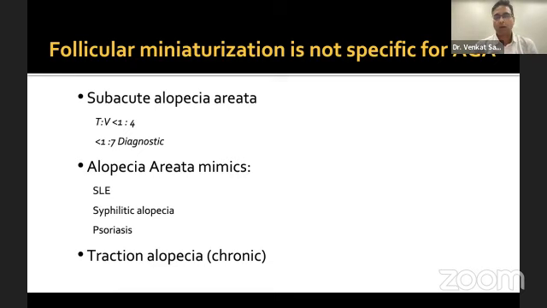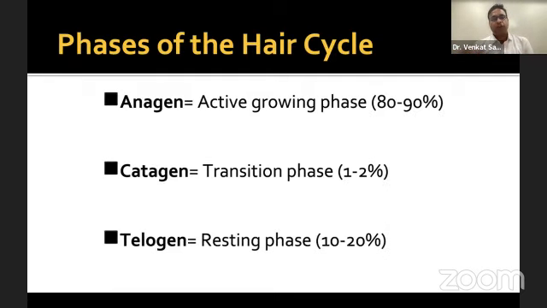Okay. All right. So phase of hair cycle, we've already discussed anagen, catagen, telogen. Now, anagen is the active growing phase, and the majority of hair follicles are in that phase. Catagen, I told you, less than 2%. So you're not expected to see more than one catagen follicle in a 4 millimeter punch.